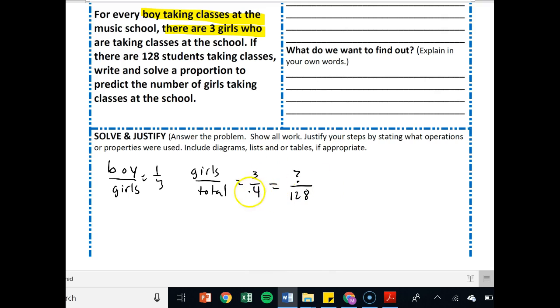Maybe ask yourself, man, how can I do 4 times something to get me to 128? Maybe I should do the same thing for that 3. I'm going to go ahead and let you finish that off. Call me if you have questions.